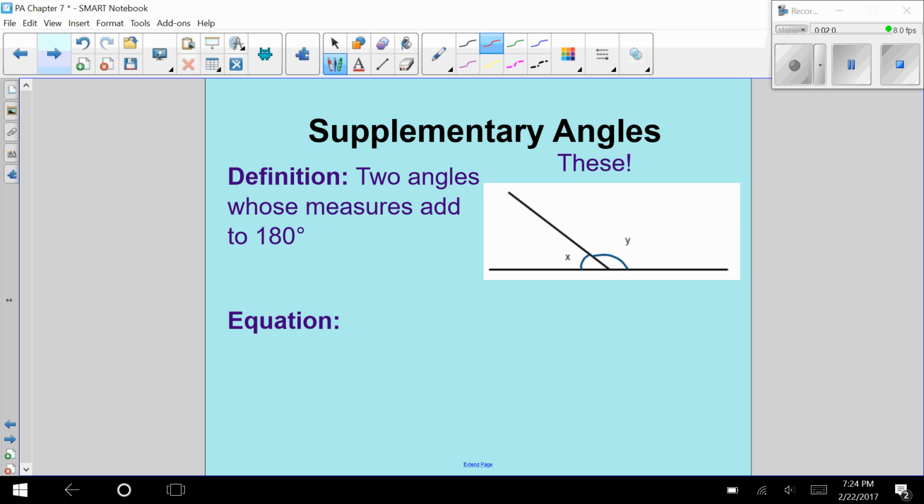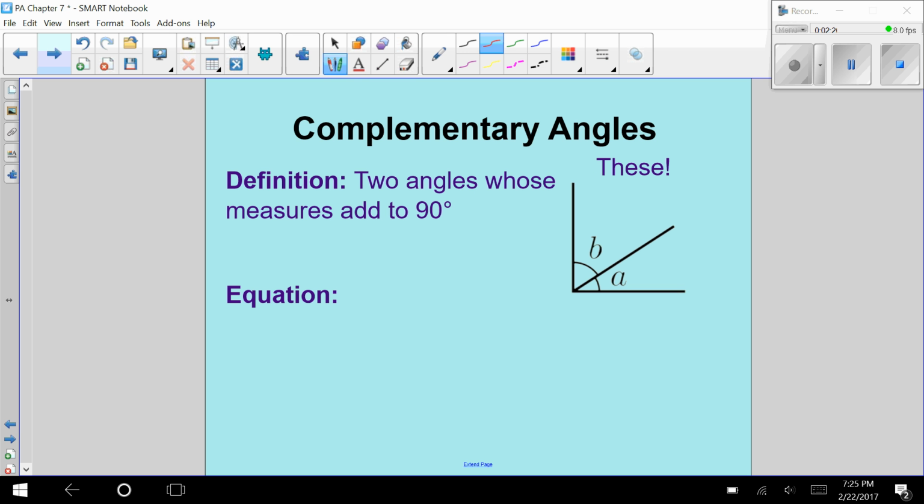Supplementary angles are two angles whose measures add to 180 degrees. In this image, I have X and Y, and they clearly make 180 degrees, which is a straight line. So our equation would be the measure of angle X plus the measure of angle Y equals 180 degrees. Complementary angles are two angles whose measures add to 90 degrees. In this image, B and A add up to 90 degrees. So the measure of angle B plus the measure of angle A is going to equal 90 degrees.